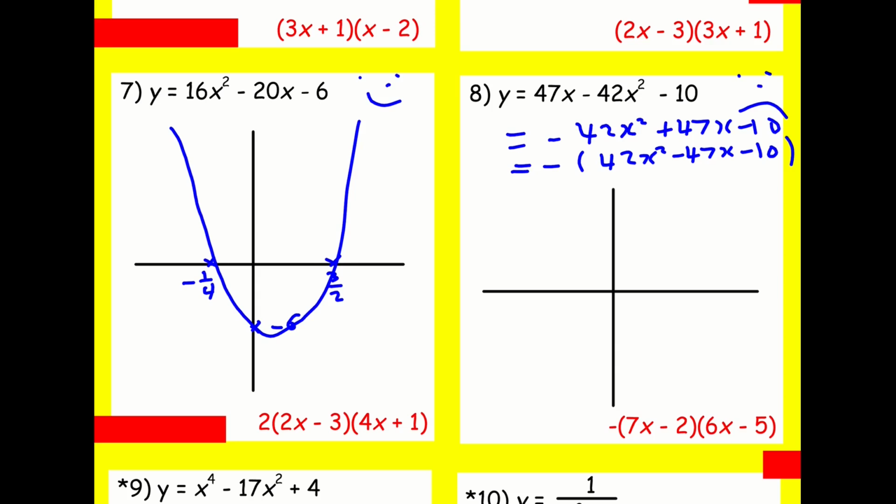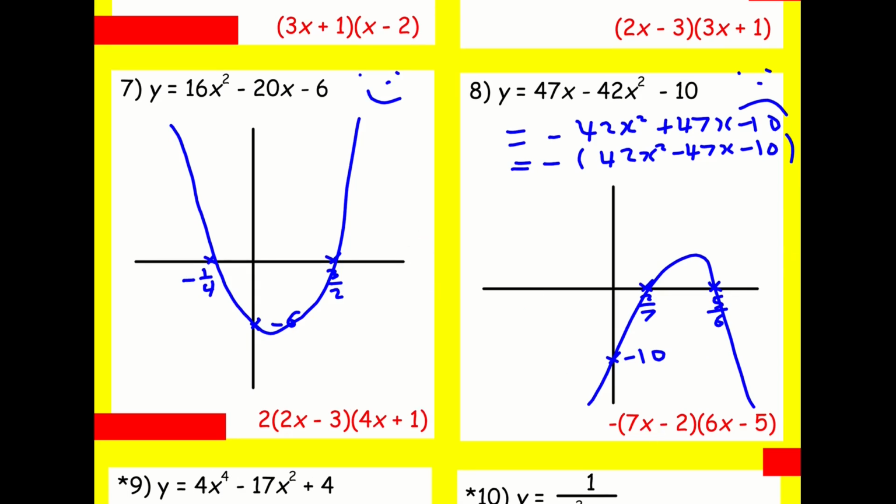Okay, so we're going to get minus 10. We're going to get, oh, this is looking horrible. We're going to get 5 over 6 and 2 over 7. So it's going to look a bit like this. Okay, and it wouldn't have made sense to draw a happy quadratic. All right, so if you managed to get this one done and this one done, fair play.